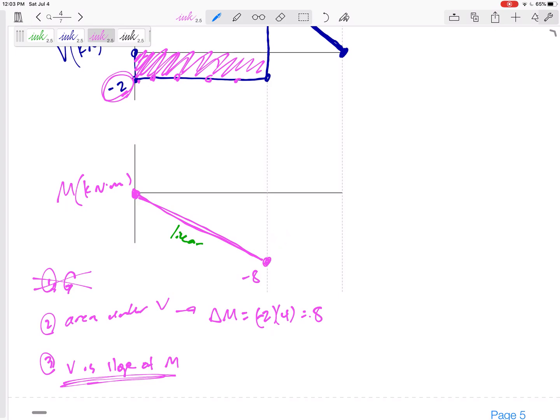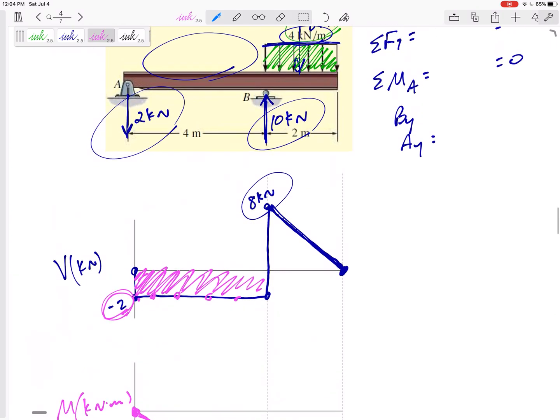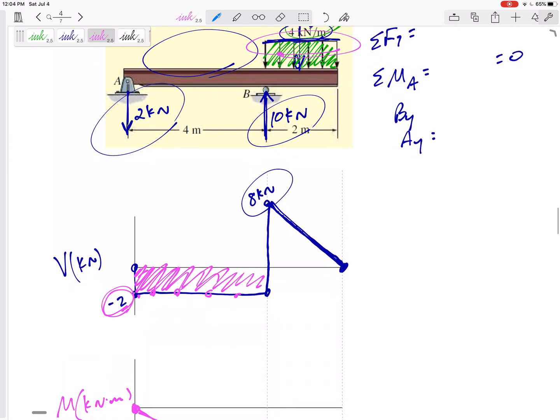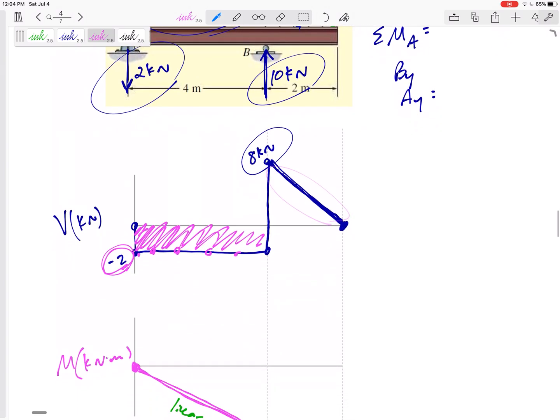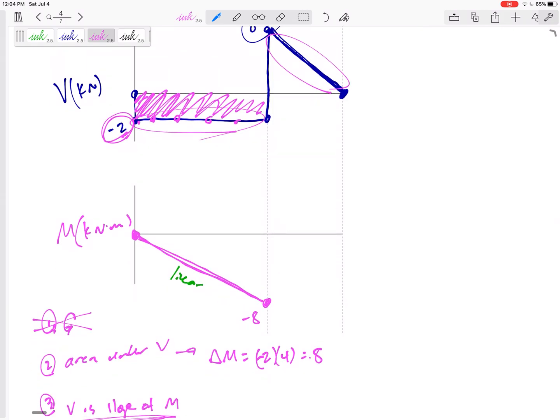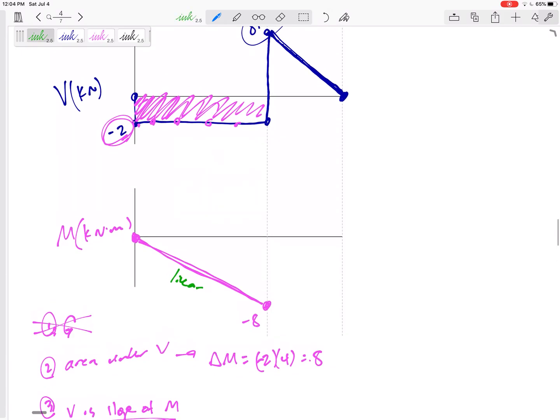That is linear. Very similarly, a uniform distributed load leads to a linear shear. A uniform V leads to a linear, right? It's because these are the integrals of each one. Okay. All right. Then I've got that area. That's a positive area because it's above this axis.